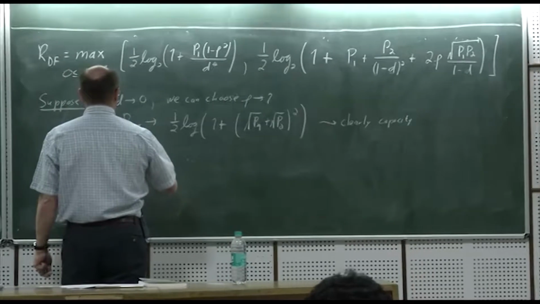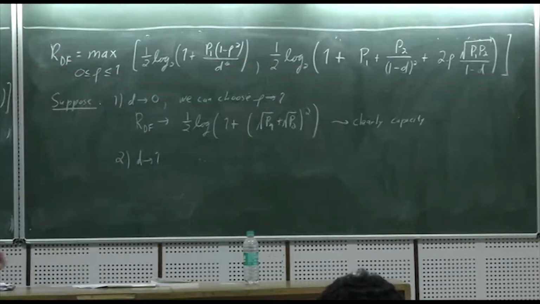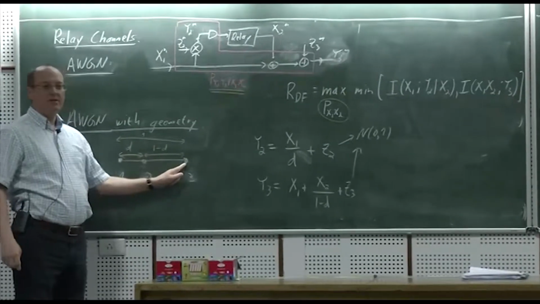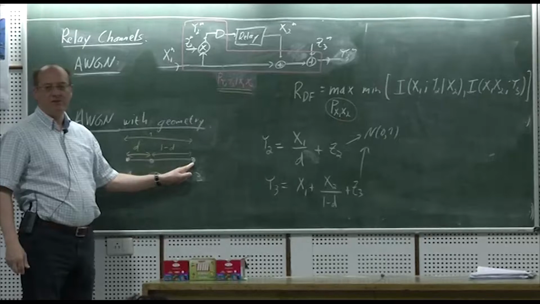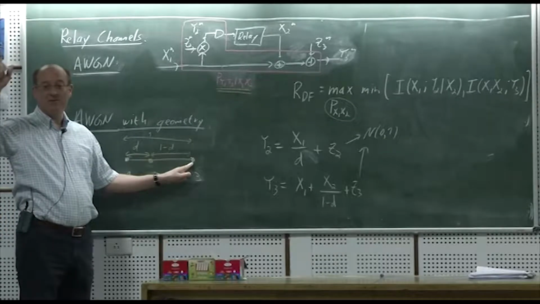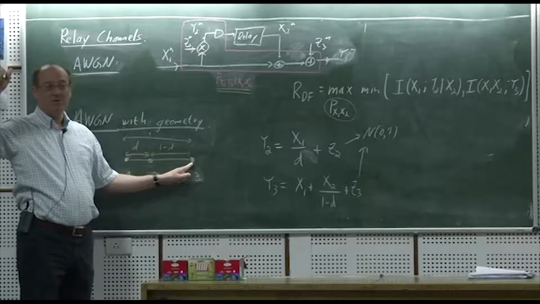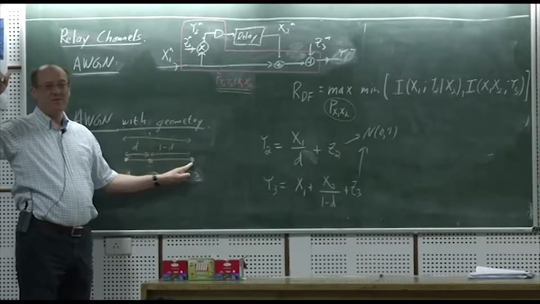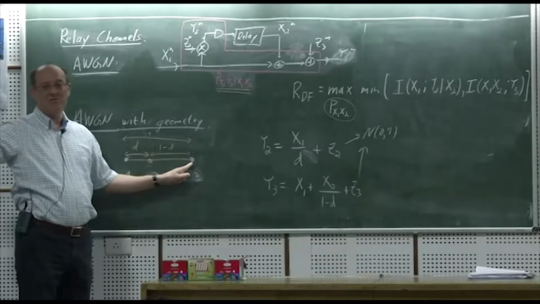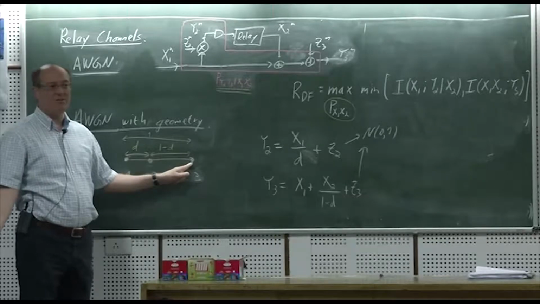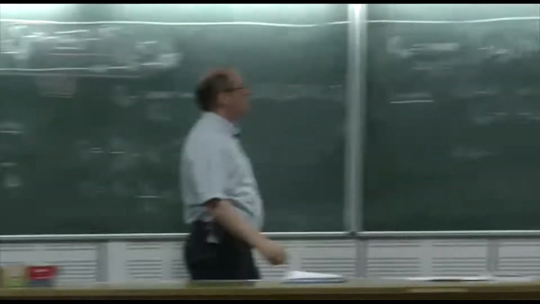The second interesting case is what happens if D goes to 1. Well, let's look at it. If D goes to 1, the relay is right on top of the destination, and we're forcing it to decode everything. So that should mean we may as well shut the relay off, because if the relay can decode, so can the destination, and that's what should come out. So let's see if that happens.